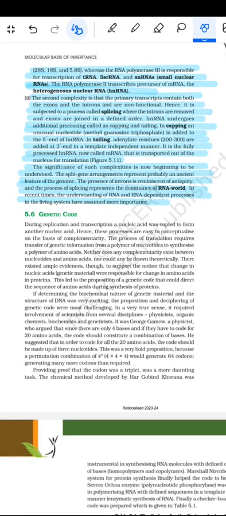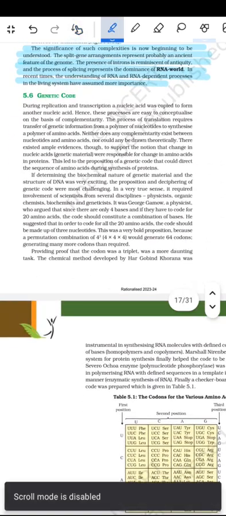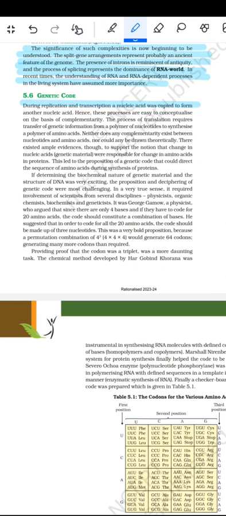इसके बाद आता है जेनेटिक कोड. During the replication and the transcription, a nucleic acid was copied to form another nucleic acid. Hence, these processes are easy to conceptualize on the basis of complementarity. The process of translation requires transfer of the genetic information from a polymer of nucleotides to synthesize a polymer of amino acids. Neither does any complementarity exist between nucleotides and the amino acid, nor could any be drawn theoretically.